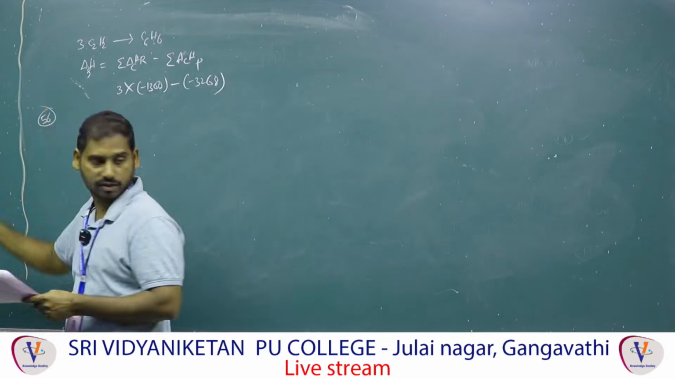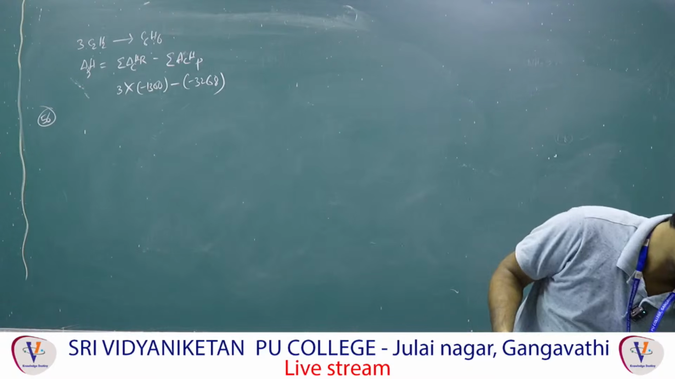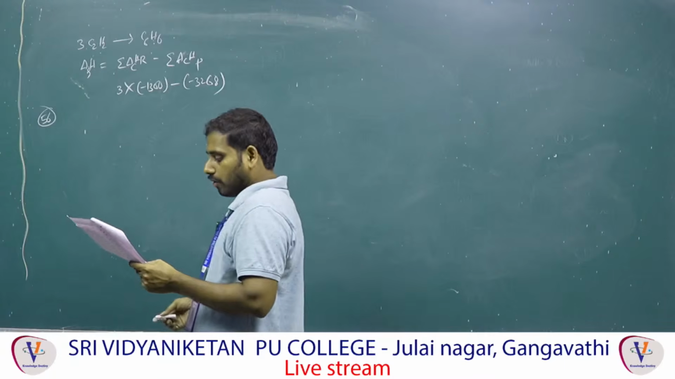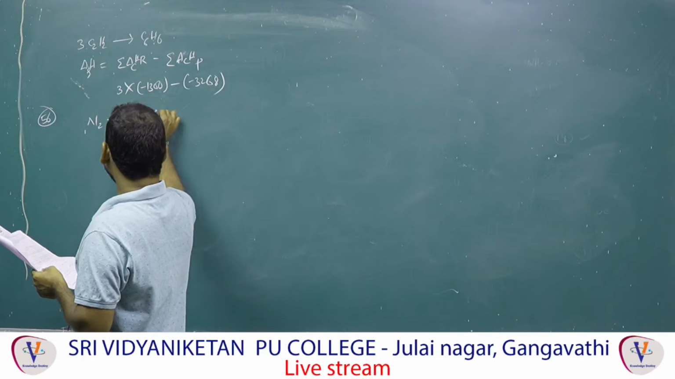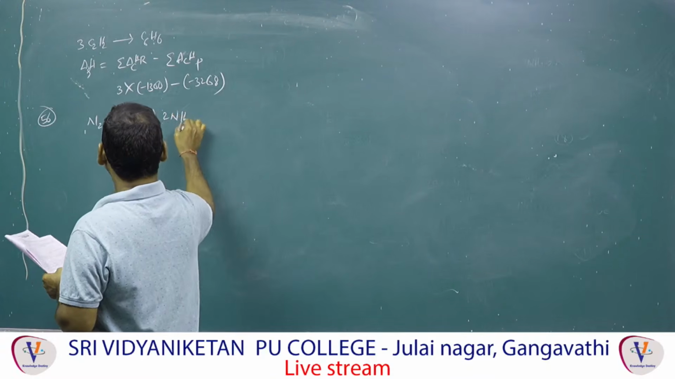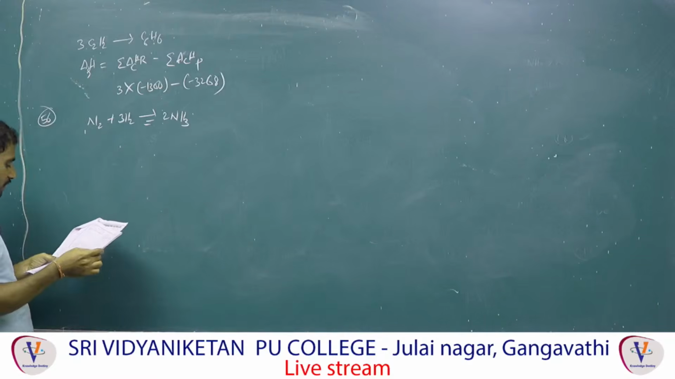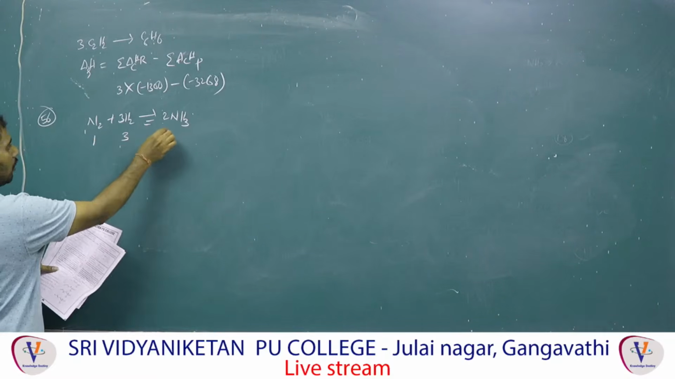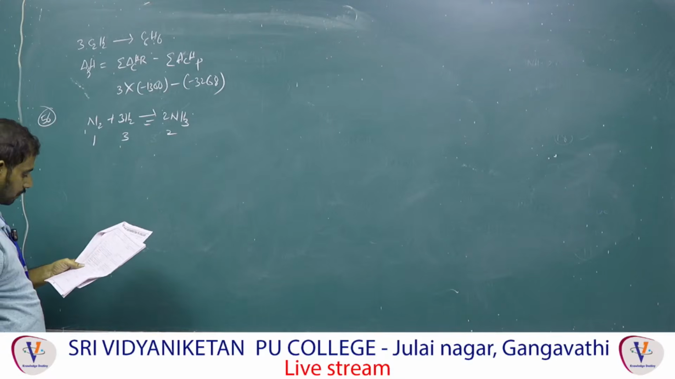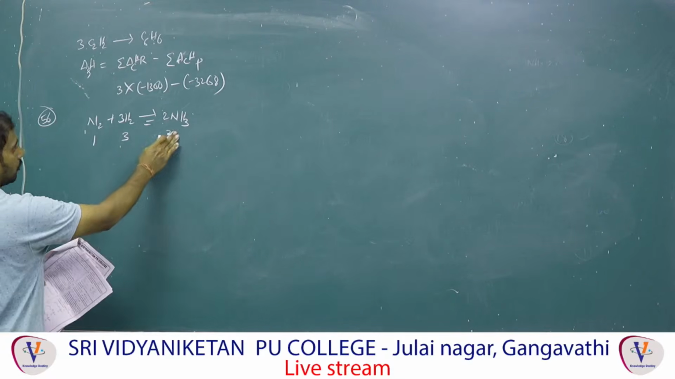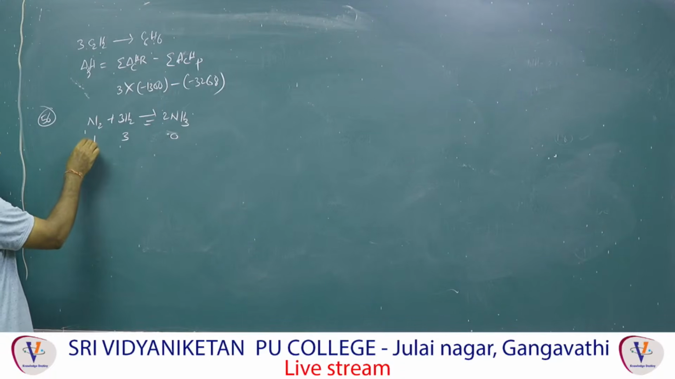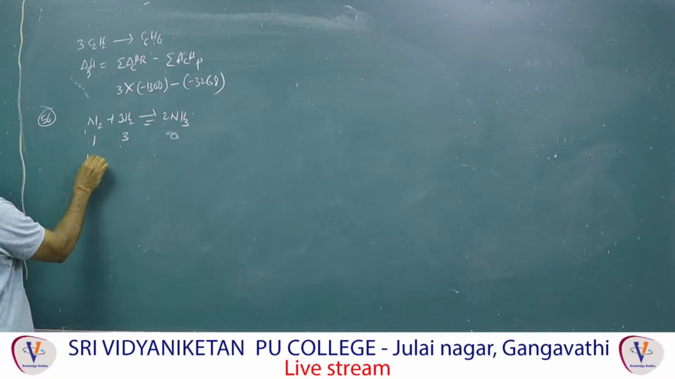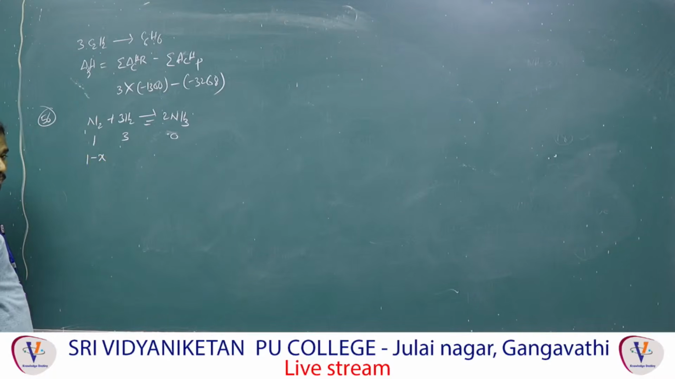Next one, question number 56. N2 plus 3H2 gives 2NH3. Observe clearly here. Initially they are given 1 mole, 3 moles, and 2NH3 is 0 mole. So 1 mole of N2 and 3 moles of H2 initially. At equilibrium, 1 minus x mole will be consumed.